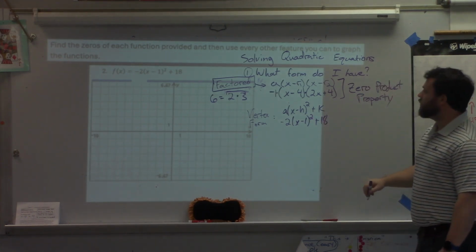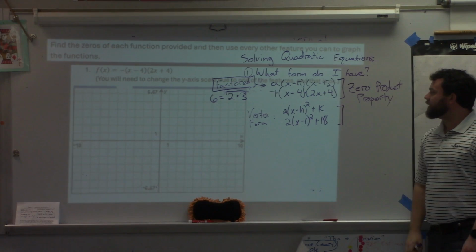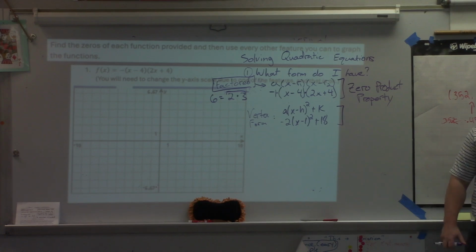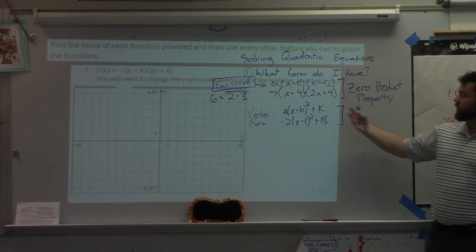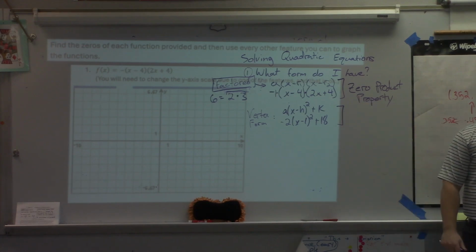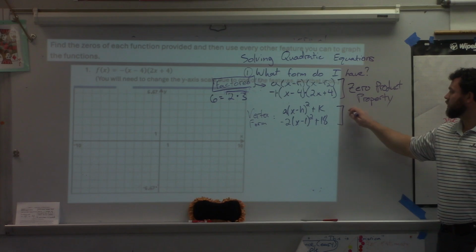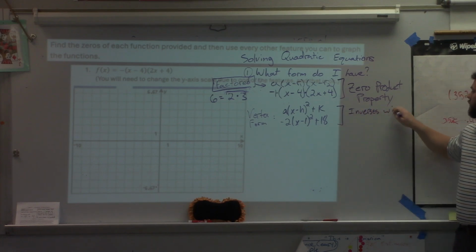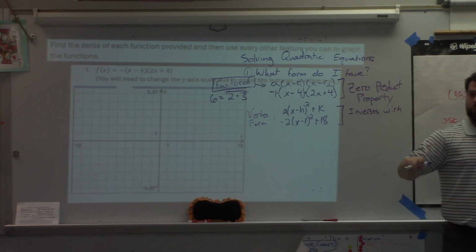Okay? If you have vertex form, what strategy do you want to use? Find your vertex? We already have the vertex, and we want to graph that vertex, sure, but what strategy do we use if we have a quadratic in vertex form? It's something that half the questions have asked about. Inverses with properties of equality.